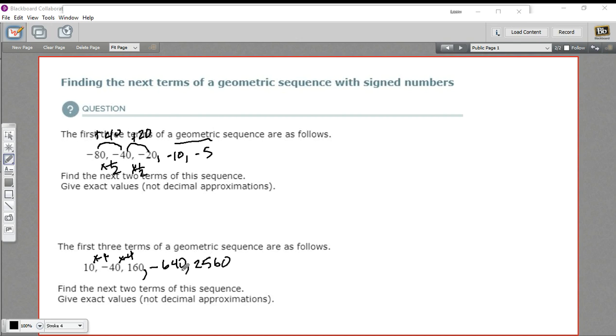You may want to use your calculator for these. But that is how to deal with a geometric sequence and how to find the next terms.